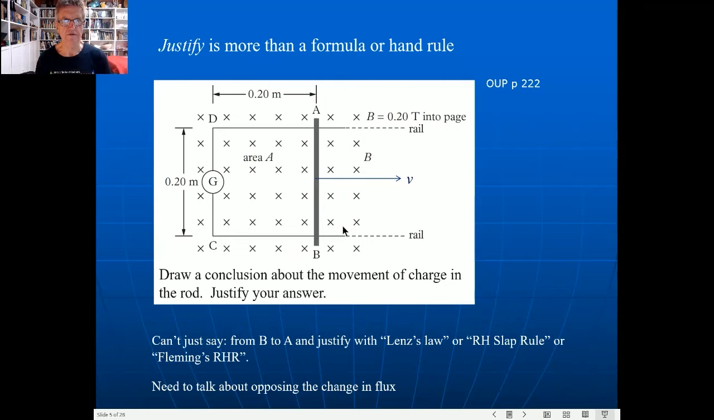So you'd have to talk about how the system would oppose that change in flux by producing an opposing field. Okay, so that's a long way to get at the point. Don't use the hand rule or even the formula. Don't say, well, this formula is how I justify the direction of the current or something like that. You need words that describe it properly.